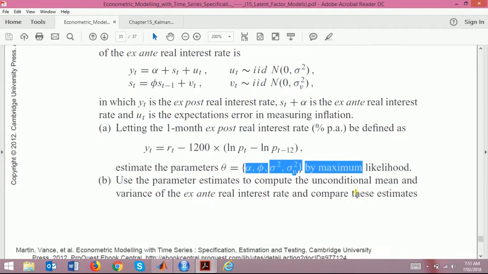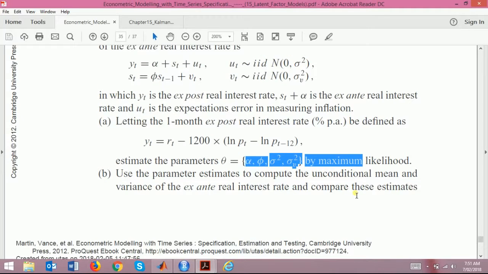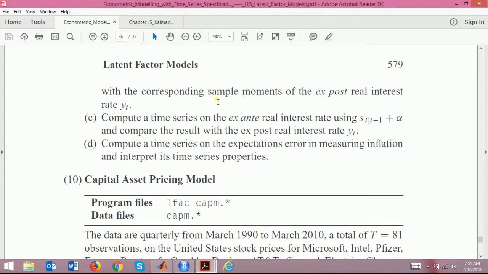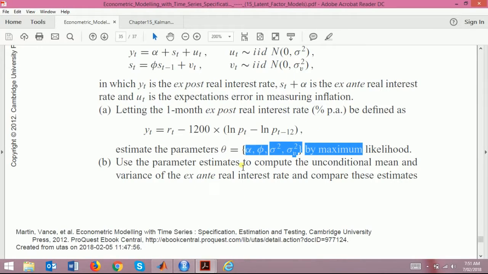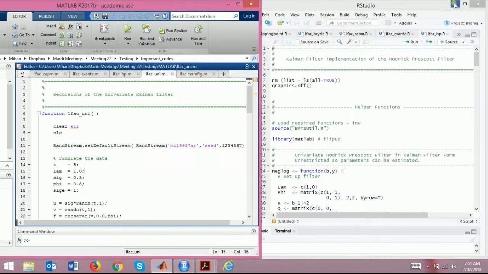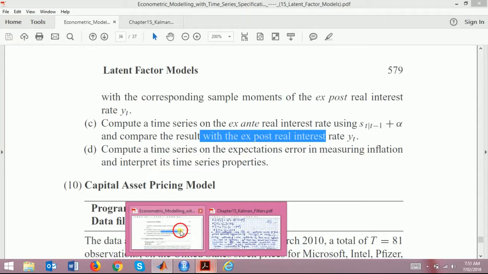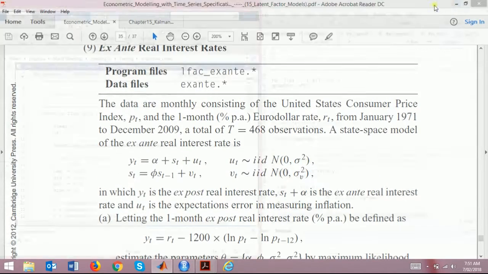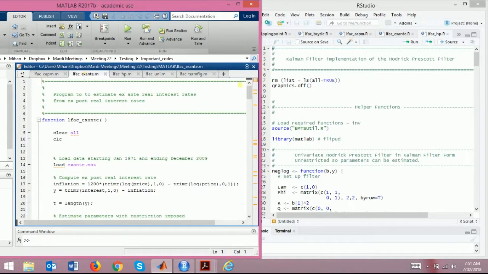Parameters alpha, phi, by maximum likelihood, are used to compute the unconditional mean and variance of the ex ante rate, and compare these estimates with the corresponding sample moments of the ex post real interest rate. So let's find the ex ante and compare that with the moments of the ex post. Compute the time series using alpha and compare with the ex post. Okay, fine. Quite a lot of stuff. What is the problem here again? The problem is LFAC ex ante.